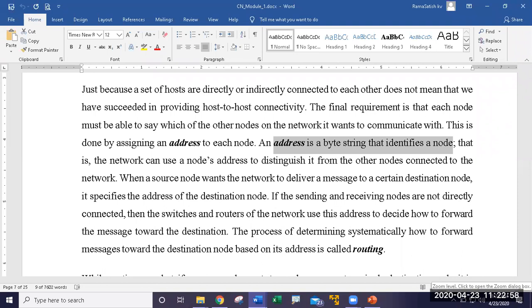Finding a particular computer on the network using this address, we call it routing. So routing is a process where you are systematically finding that particular host, and the entire path from source to destination you will go to find, and you will forward the message or the packet to the destination based on its address. We call it routing.